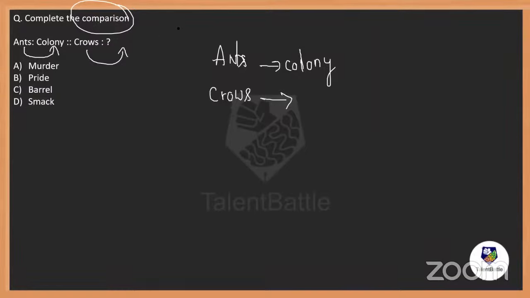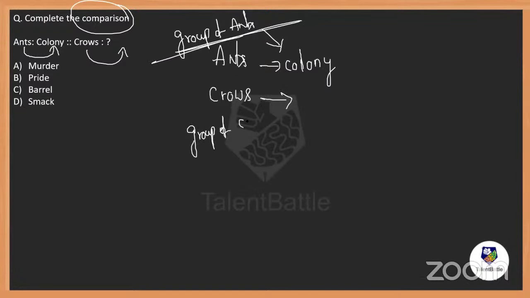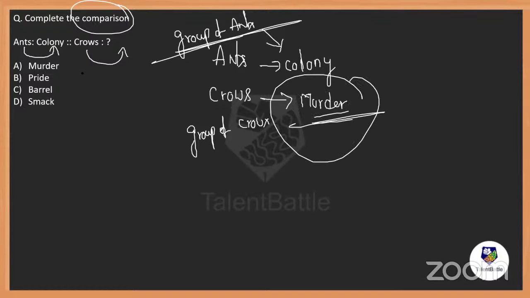How is this connection? Actually, a group of ants is called a colony. A group of ants. You should know a little bit of these meanings in English. So these are just little meanings you should know. So the group name for ants is colony, and the group of crows is nothing but a murder. This sounds like, yes, it is called a murder.